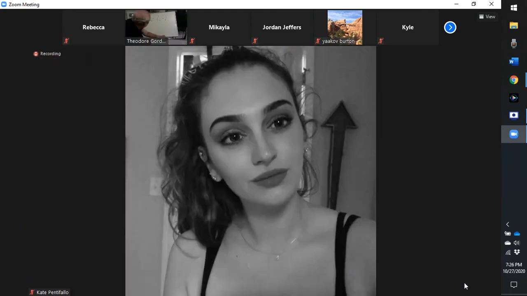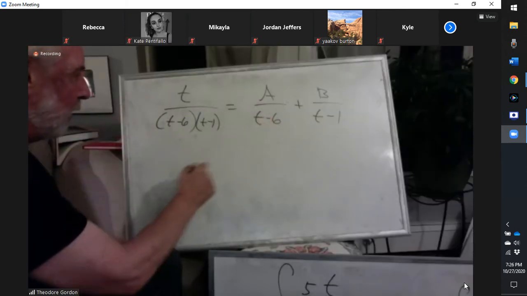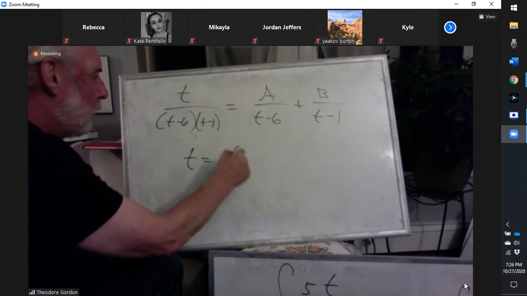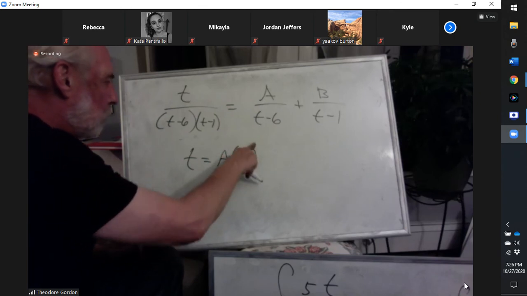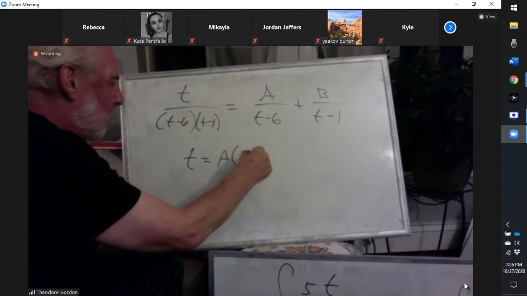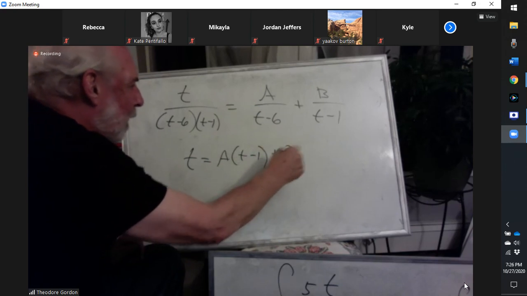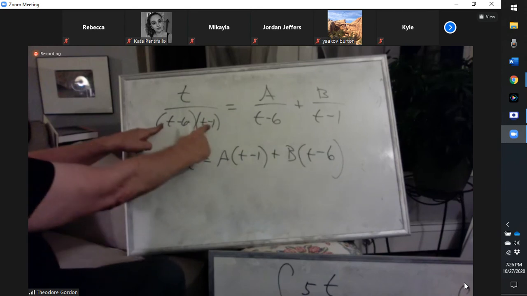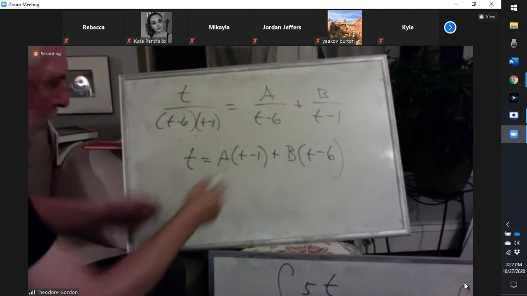Okay, so now multiply everything by the LCD. So we'll get t is equal to a times t minus 1 plus b times t minus 6. So when I multiply everything by the LCD, this is what I'm going to be left with.